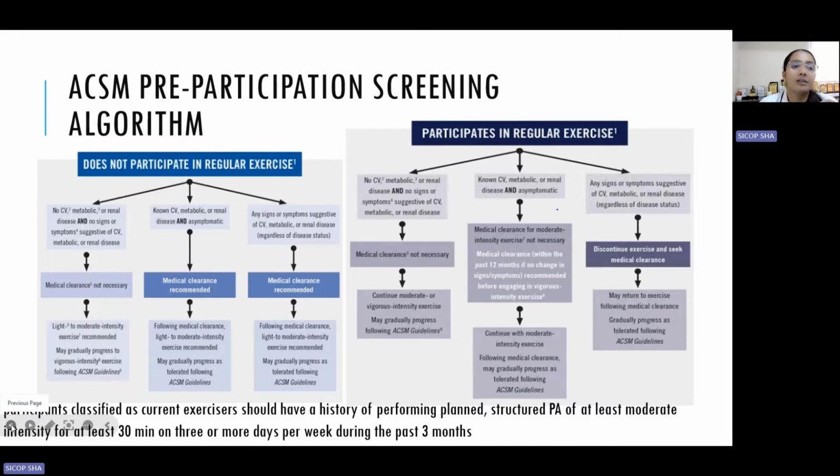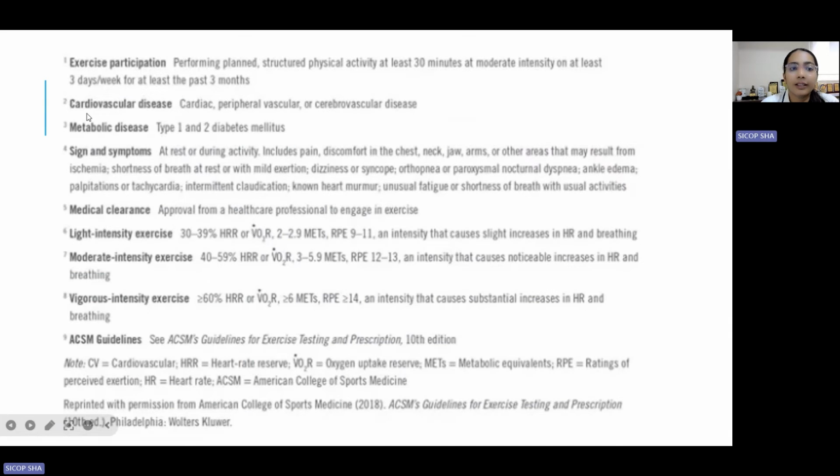Now, here we saw certain terms like cardiovascular, metabolic, and renal diseases, light and moderate intensity exercise, vigorous intensity exercise. So exactly what do those terms mean? When we talk about cardiovascular diseases, we are talking about cardiac, peripheral vascular, or cerebrovascular disease, including stroke. With respect to metabolic diseases, we talk about type 1 and type 2 diabetes mellitus. When we say there has to be no signs and symptoms present with respect to the disease, what are those signs and symptoms?